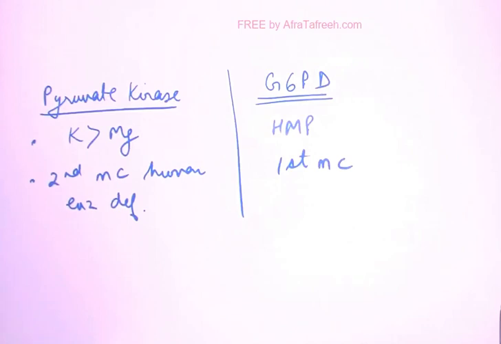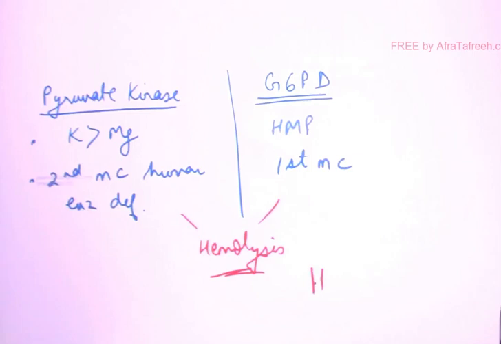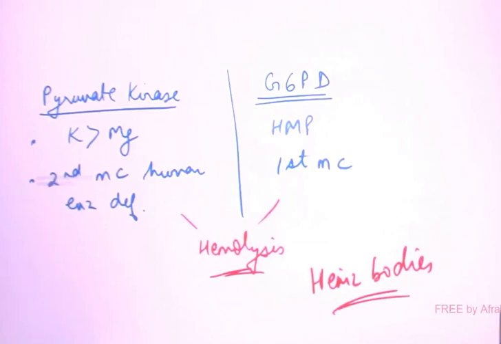Now both these patients, that is pyruvate kinase deficient and G6PD deficient patients, they both are very common. See, first most common and second most common enzyme deficiency. They are common and they have one common clinical feature, that they both present with hemolysis. So how will you distinguish between these two patients? There's a simple thing, Heinz bodies. You know, Heinz bodies are present in G6PD deficiency. So if hemolysis and Heinz bodies are present, then it is a G6PD deficient patient. If hemolysis is present but Heinz bodies are absent, then most probably it is pyruvate kinase deficiency.